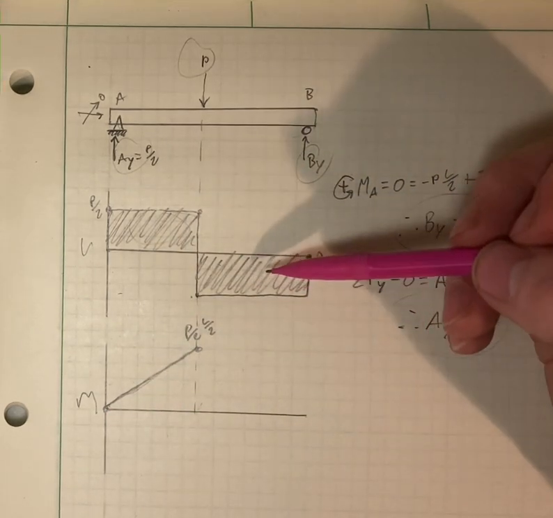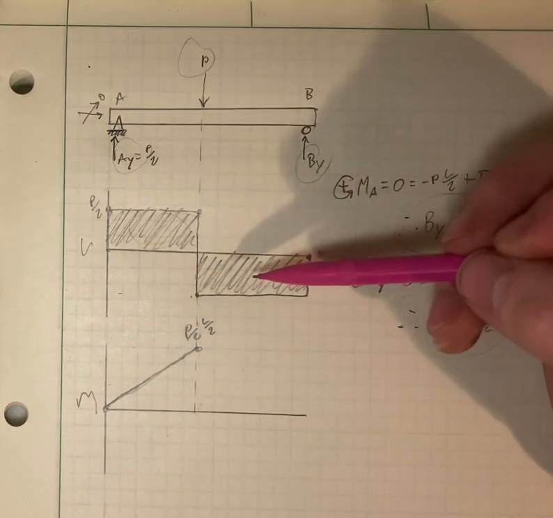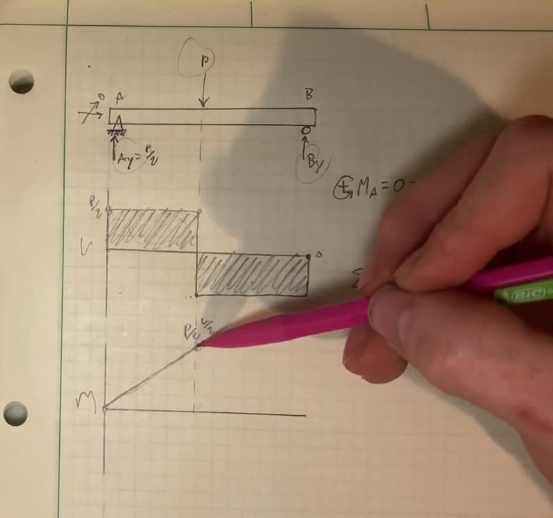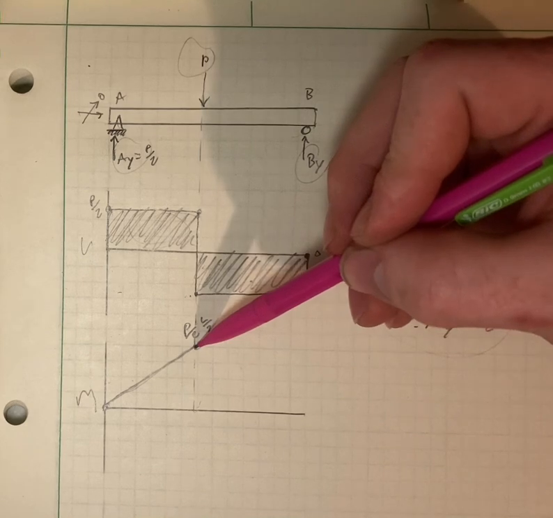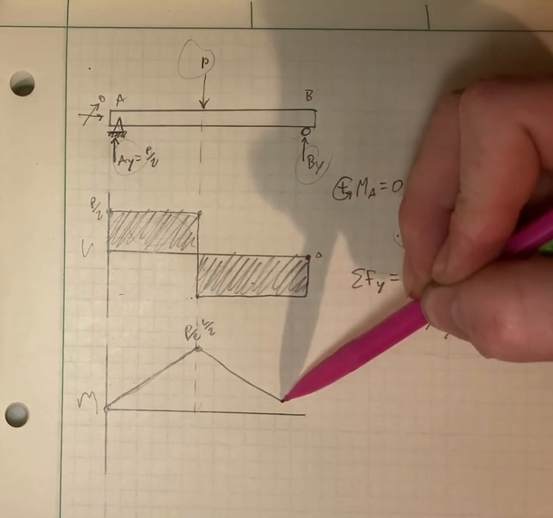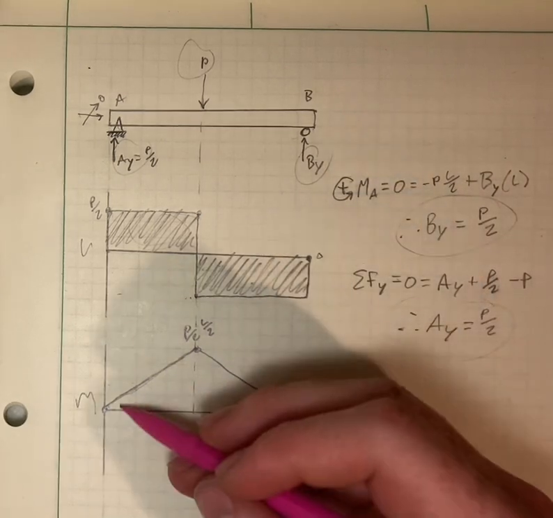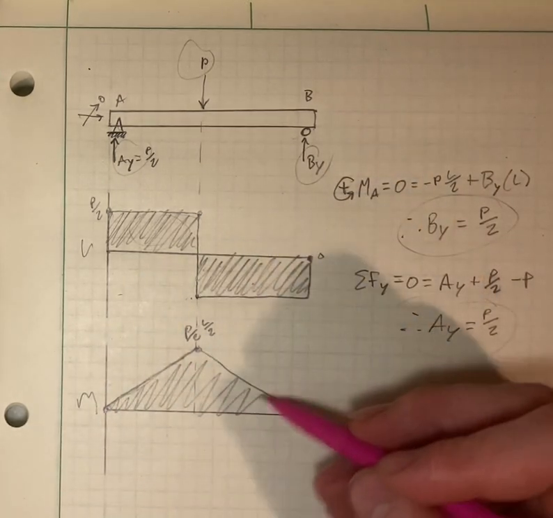So now, what do we got? A negative area, it's under the x-axis. So this next slope is going to be negative, and nothing else happens to it. So we know it goes back to 0. And there you go.